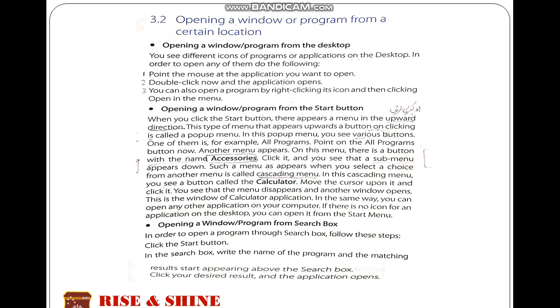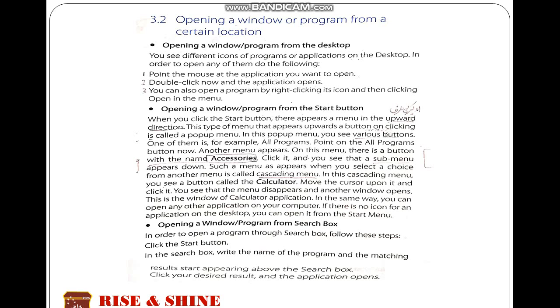This is called the sub menu. From this sub menu you will select the option Accessories. Suppose we want to open Calculator, so we will select Accessories. Another menu appears. This menu, which appears after pressing Accessories, is called a cascading menu. From this menu you will select the program Calculator and your calculator will be displayed on the screen. This was the way of opening a program from the start menu.